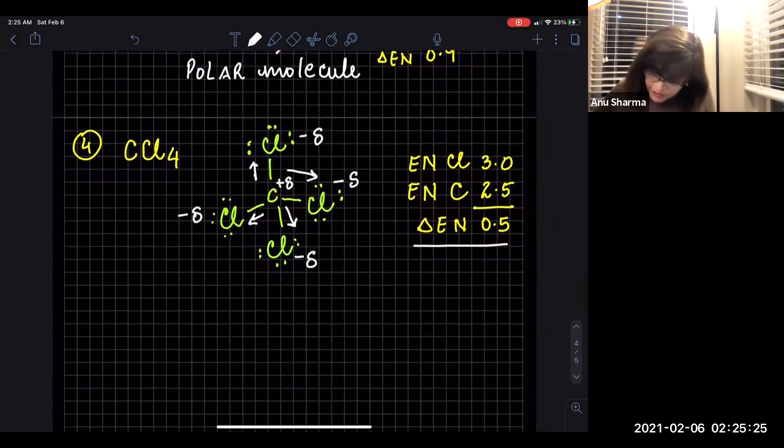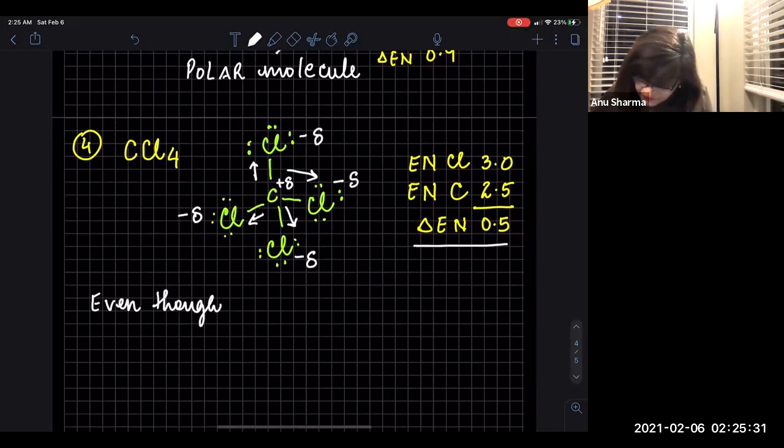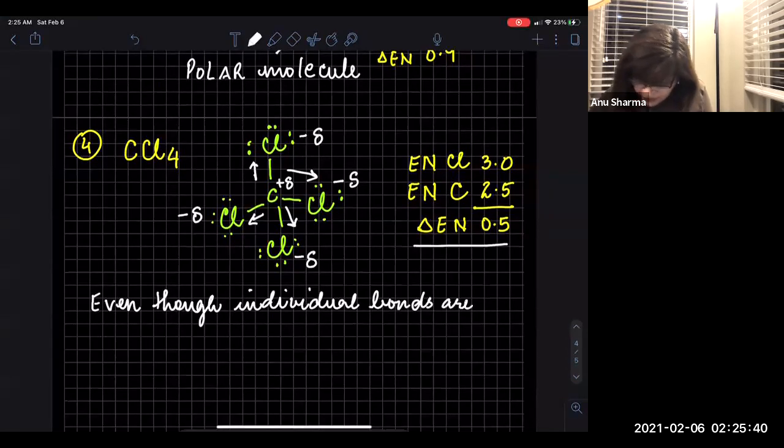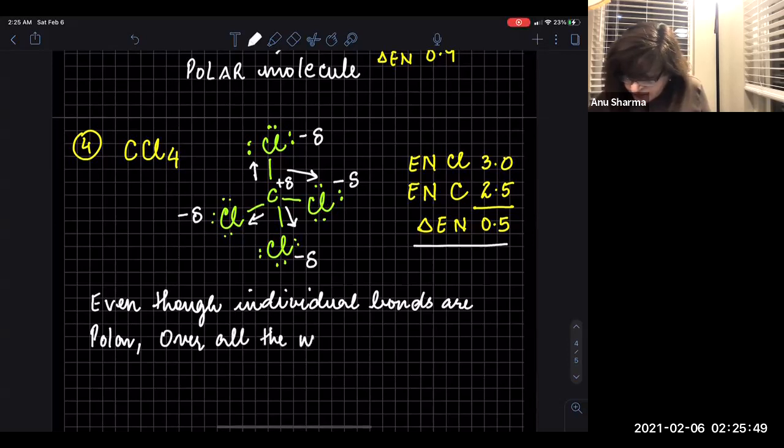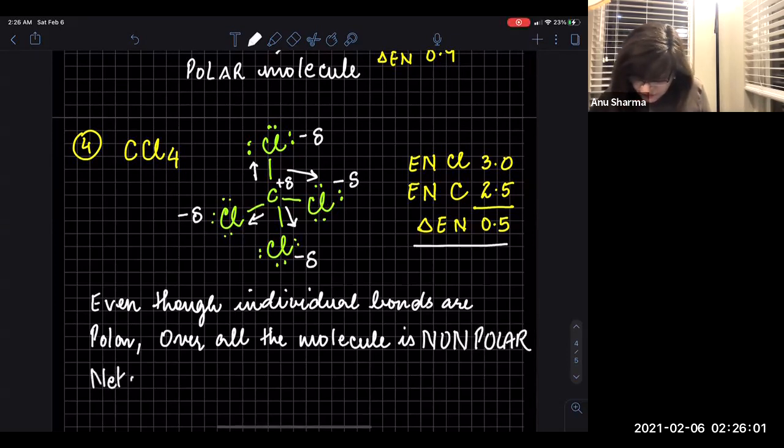So it's very important to understand that even though individual bonds are polar, the overall molecule is nonpolar. Why? Because the net polarity is zero. So when we say net polarity is zero, that means it's canceling.